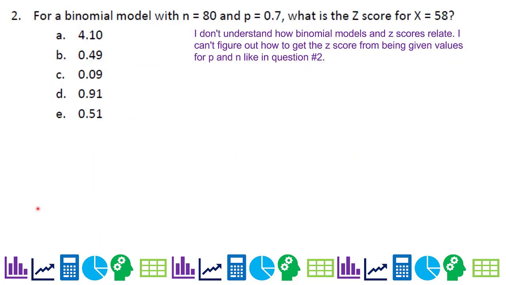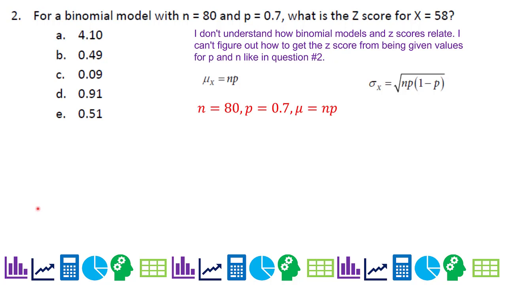For a binomial model with n equals 80 and p equals 0.7, what is the z-score for x equals 58? So what we have to do is remember our formulas. We're going to need mu and sigma. Now, it doesn't matter if it's normally distributed or not, because this is the mean and this is the standard deviation for this binomial distribution. And we just go ahead and calculate that, and that's all you need for a z-score.